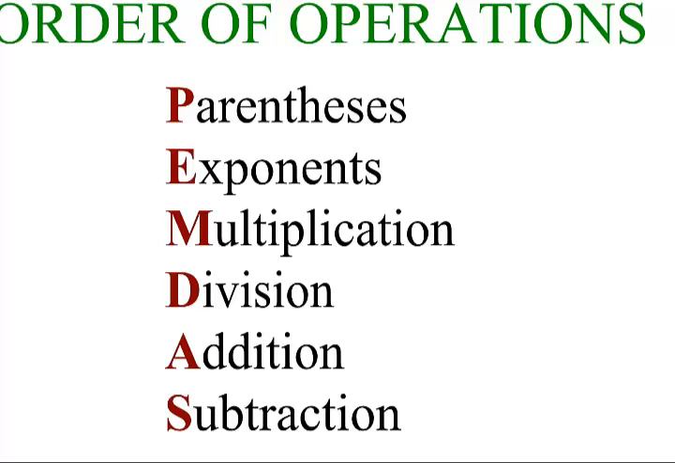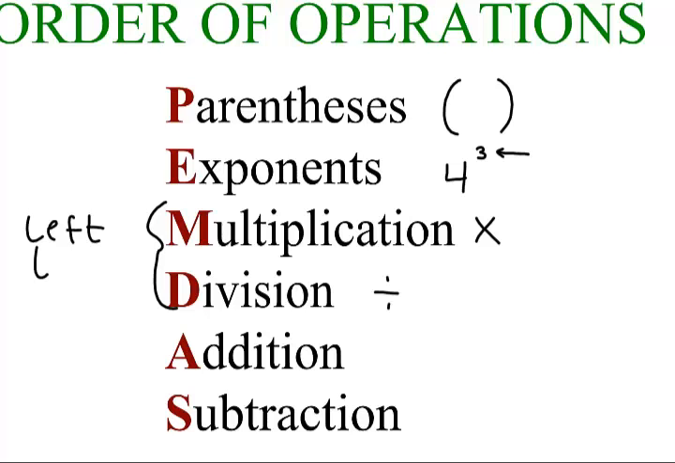Here we do parentheses first, and then we look at any exponents in the equation. Here's what parentheses look like. Remember, an exponent is that small number that tells us how many times to multiply the base. Then we have multiplication and division. And this we do together, but we have to work from the left to the right. That will be explained more in just a little bit.